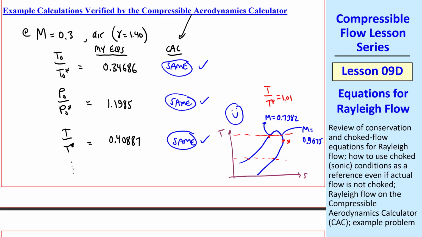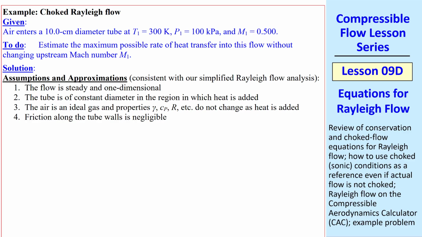We also have a double value for Mach number for other temperatures like here and here, but there it's very clear since this is the subsonic branch and this is the supersonic branch. But here it can be a little tricky. Now let's do a quick example problem of choked Rayleigh flow.